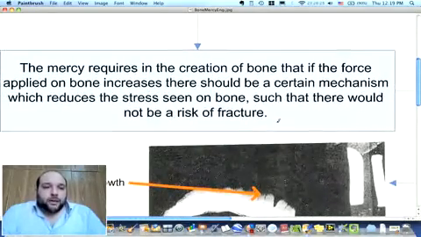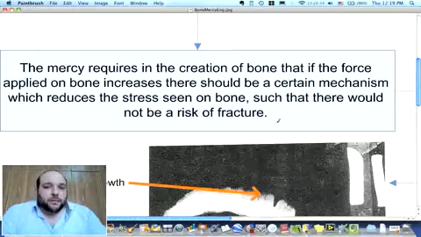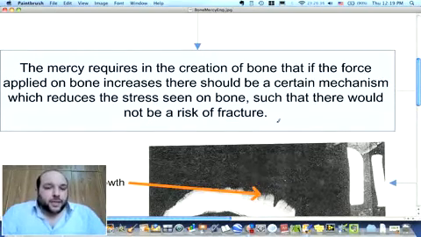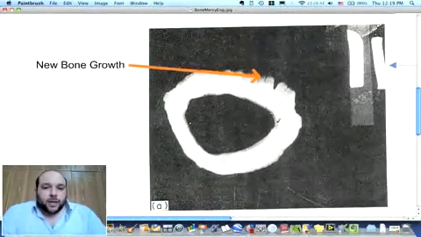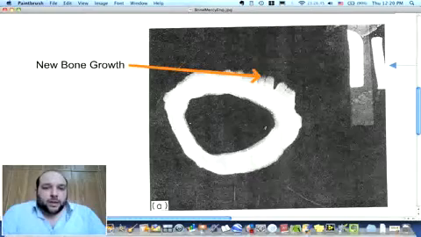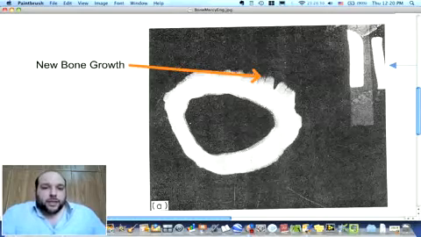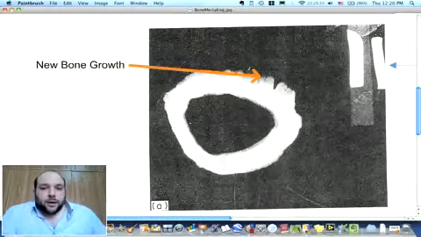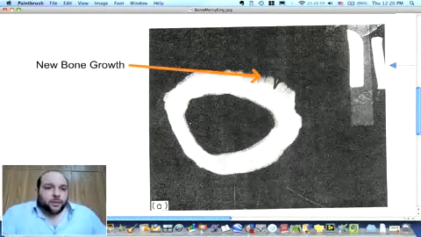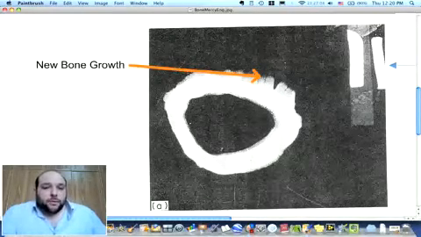So coming back here to the example of bones, when Allah wanted to create our bones, the mercy requires, as I said, that there should be a certain mechanism that would reduce the stress on bone when the force increases. And we see this, glory be to Allah God, exactly in our bones. The one you can see here is a cross-section in our bones, cross-sectional area. And as you can see here, that's the region indicated by the orange arrow. This one indicates the growth of new bone. So this one actually here is a bone subjected to an increased force for 4 weeks.